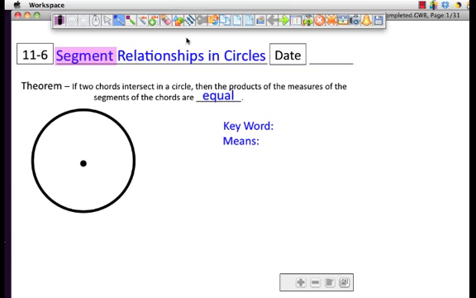We're talking about segments. So this first one says if two chords intersect in a circle, let's draw that. Two chords that intersect inside the circle. Here's one chord, here's another one. If two chords intersect in a circle, then the products, that means multiplication, we're going to multiply for this rule, then the products of the measures of the segments of the chords, these chords, are equal.